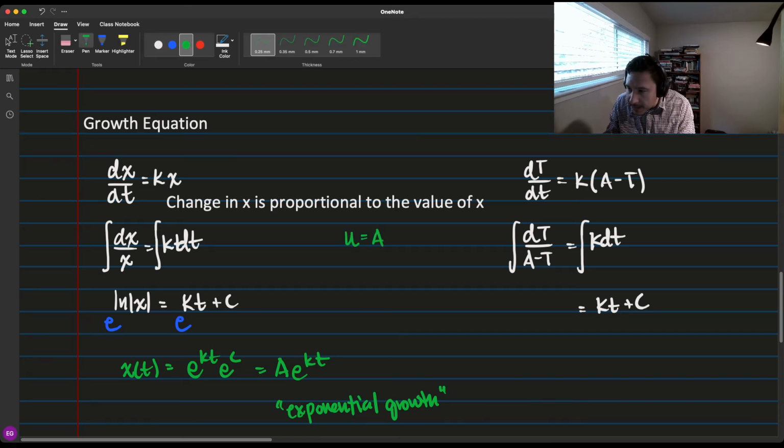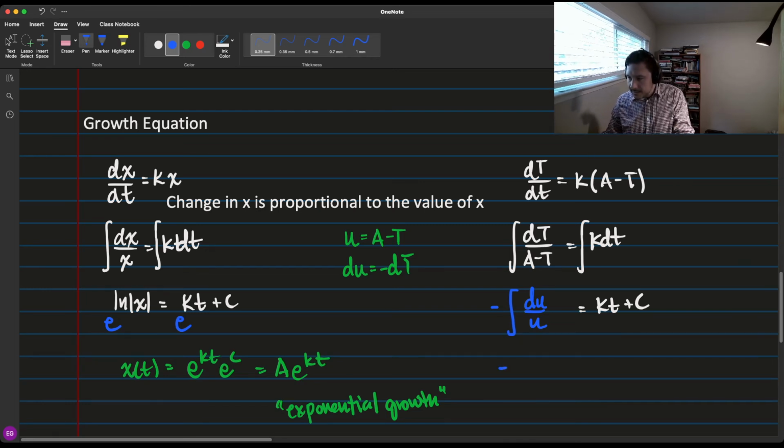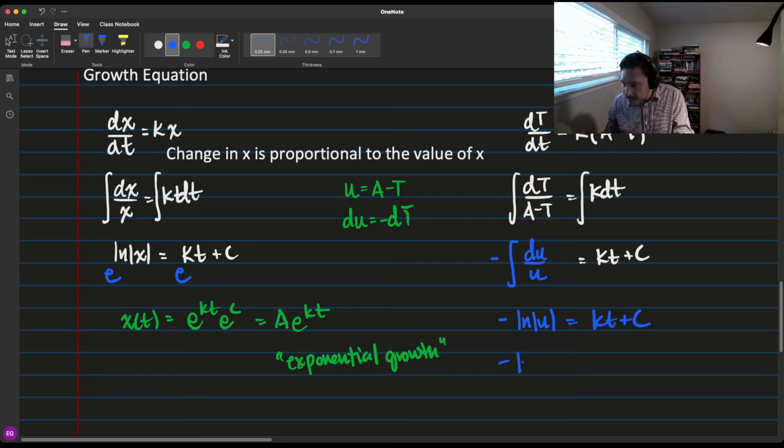U will be equal to a minus big T, which means du equals minus dT, which means you get minus du over u, which means you get minus natural log u equals kt plus c. And we can discharge the u. This is minus natural log of a minus T equals kt plus c.